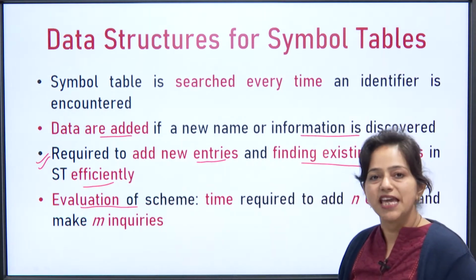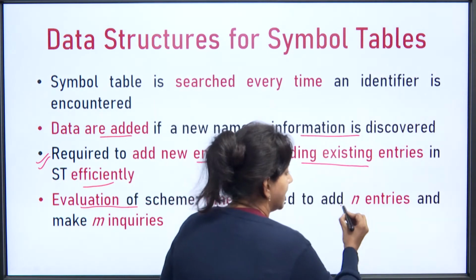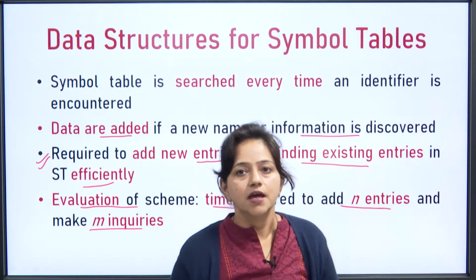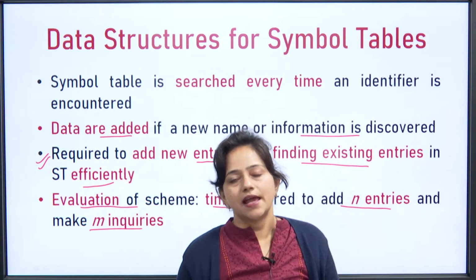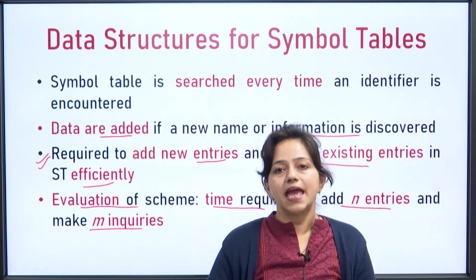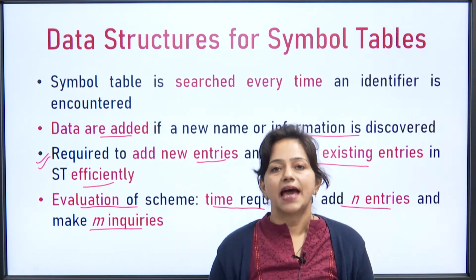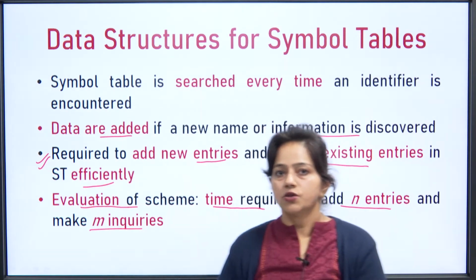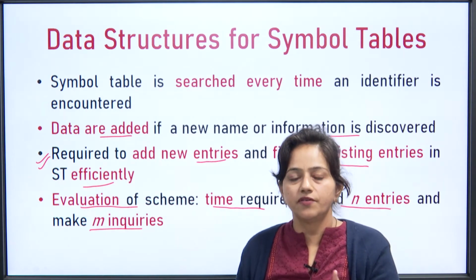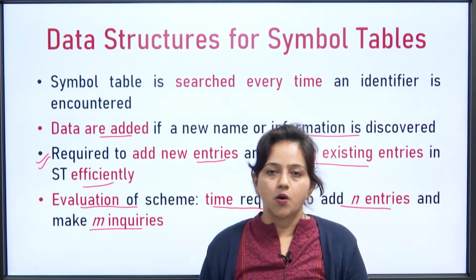So, the evaluation scheme for this is actually the time required to add n entries or make m inquiries. Here we will study 4 categories of data structures, and in every category we will see, if you are performing n entries or m inquiries, what will be the time required, or we can say the complexity. Why are we doing so? Because we know majorly we will be adding some record, adding some entry into the symbol table, or searching for a particular record.